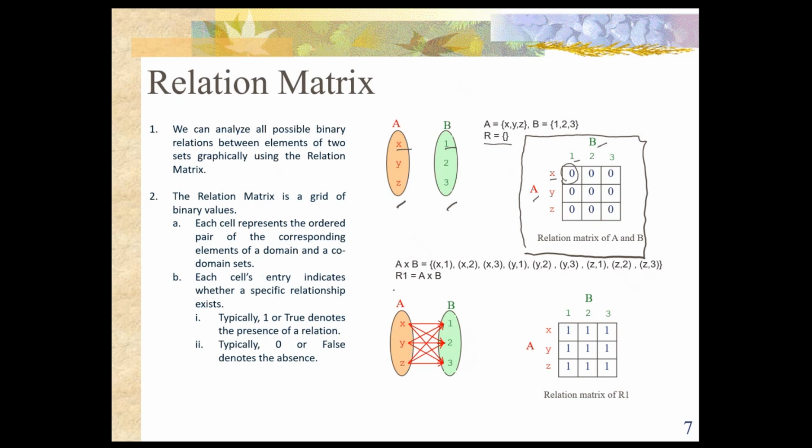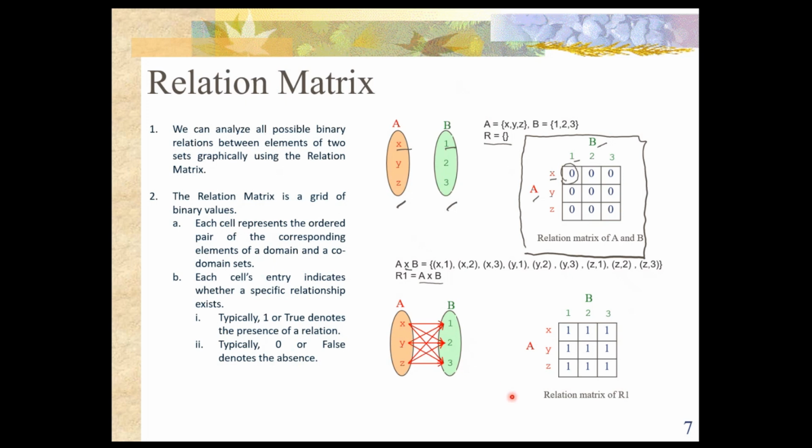Now let's look at the second example here. It says the relationship R1 is a cross product of set A and set B. Cross product means all the possible mappings, all the possible connections between A and B. So you look at the Venn diagram here, check this out. X is connected to all the elements of B, so is Y, so is Z. This is what we mean by cross product.